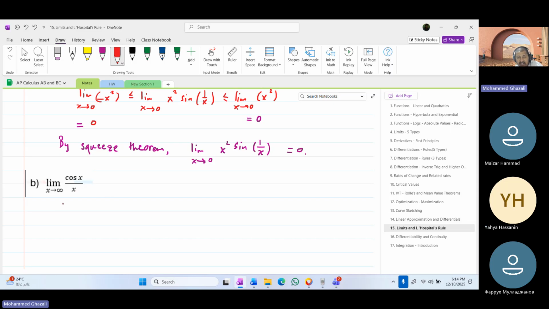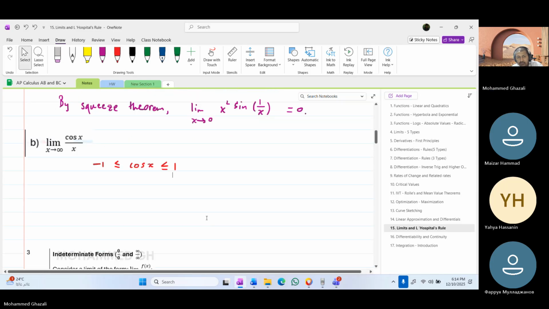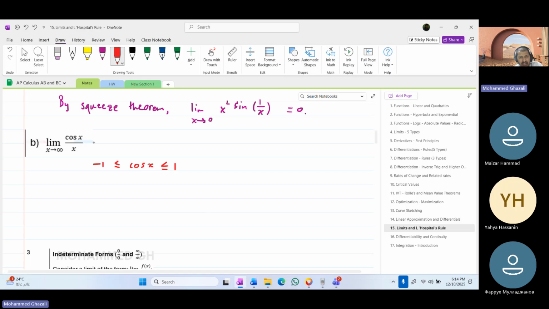So let's use the squeeze theorem here. You're going to say -1 is less than or equal to cos x, which is less than or equal to 1. Now what are we going to do? We're going to divide everything by x, because I need it to look like this. So let's divide by x. -1 over x is less than or equal to cos x over x, which is less than or equal to 1 over x. Are we good?